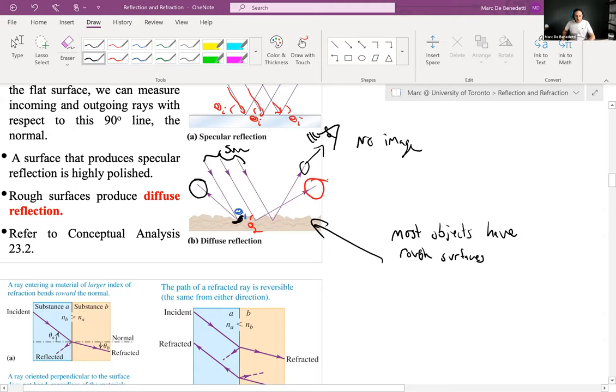This is called diffusive reflection. I personally think diffusive reflection on the surface seems chaotic and complicated and boring, but I think it's the most interesting because it actually explains why you can see objects at all, and why you can see your reflection in some objects and not in other objects.